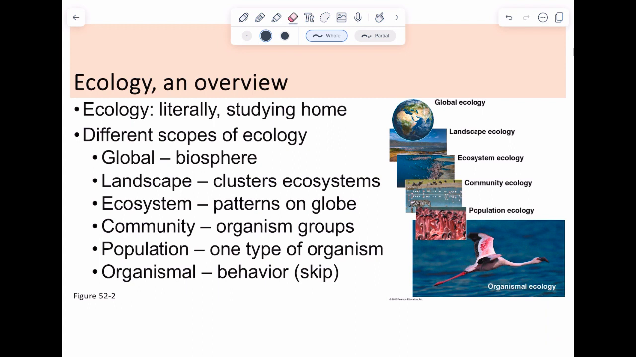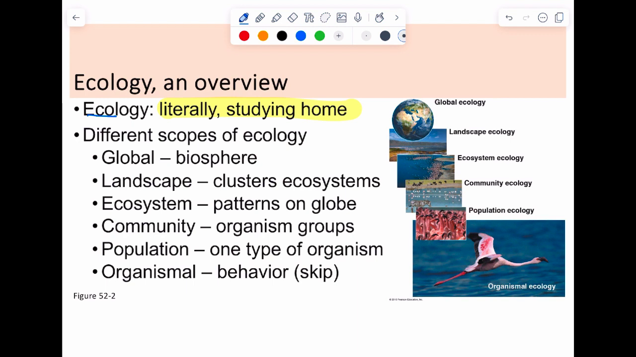So let's talk ecology. The term ecology quite literally means the study of home, because ecos is a location or a dwelling, logos, study of or knowledge of. So ecology, study of home. Home is wherever life exists. So we can look at life in a whole bunch of different tiers, and all of that qualifies under ecology.